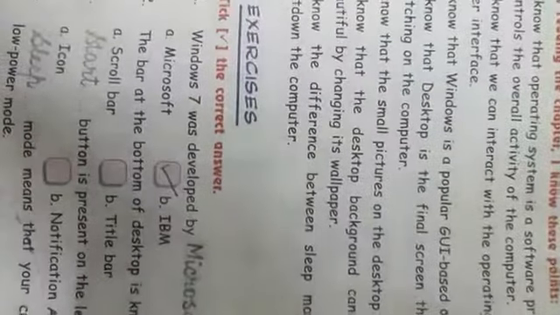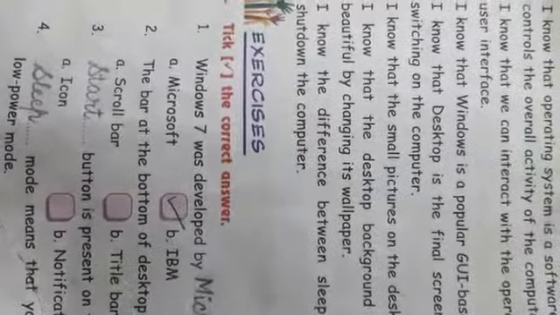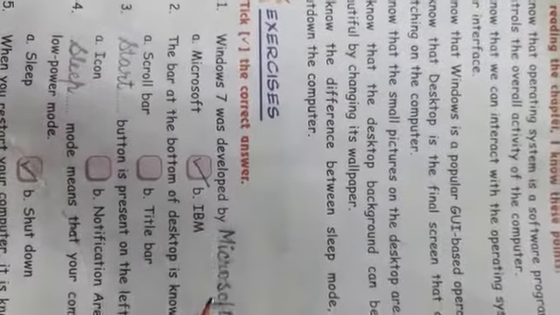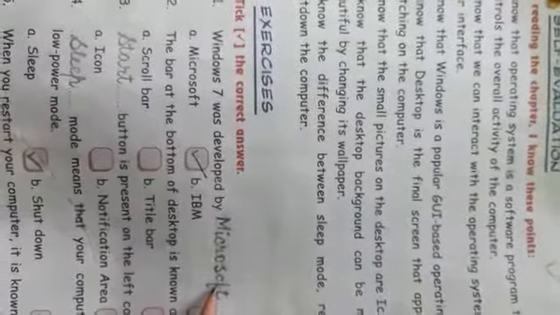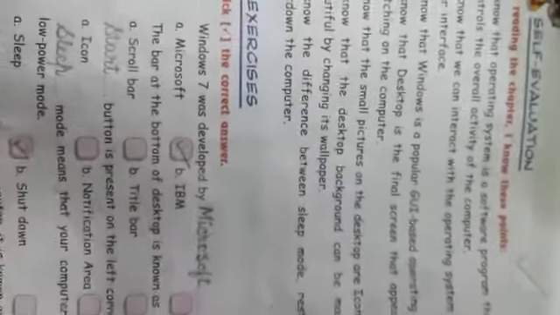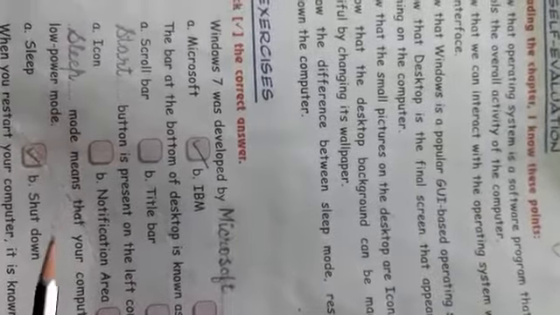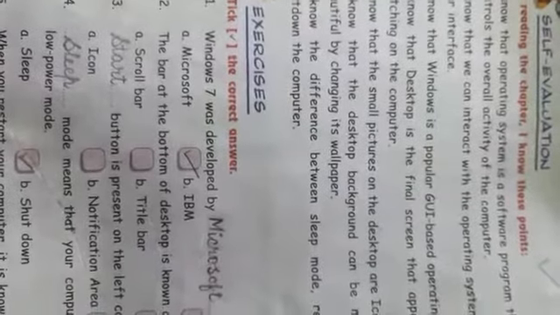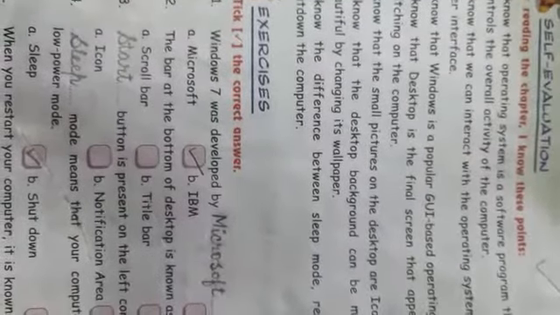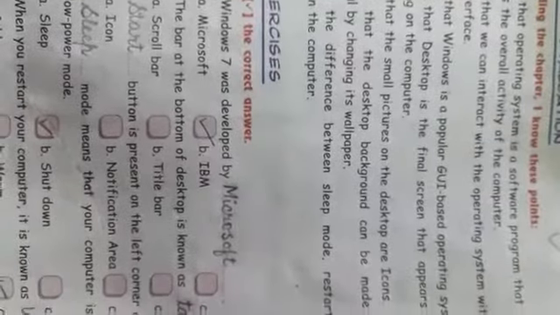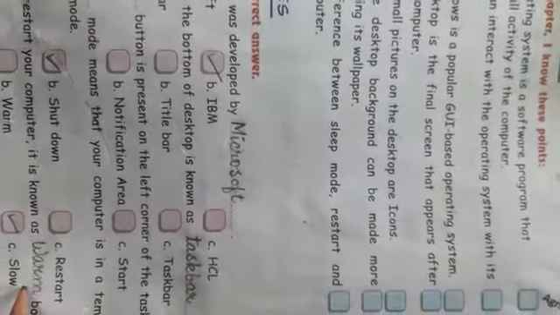Now exercise A. Tick the correct answer. Windows 7 was developed by Microsoft. First answer is Microsoft. Second, the bar at the bottom of the desktop is known as taskbar. Third, the start button is present on the left corner of the taskbar. Third answer is start. Then fourth, sleep mode means that the computer is in a temporary low power mode. Next, when you restart your computer, it is known as warm booting.